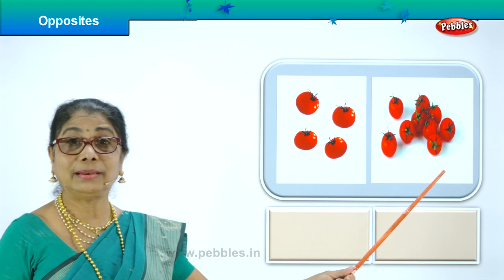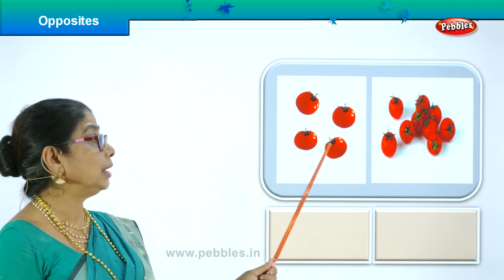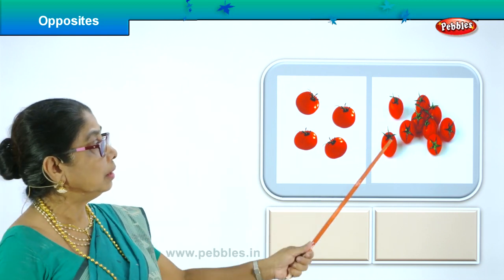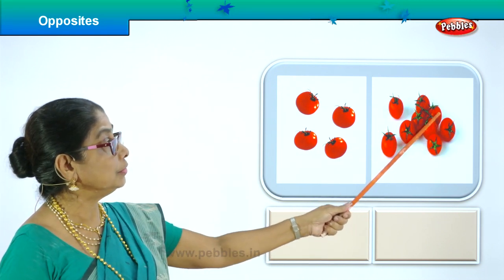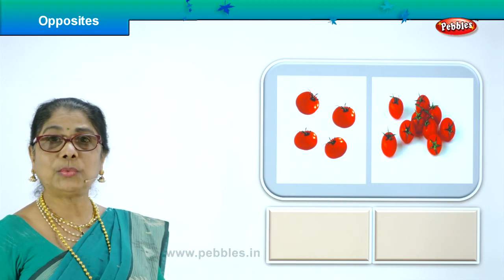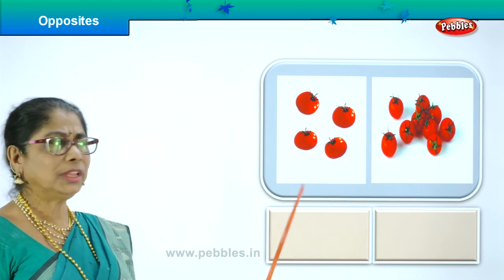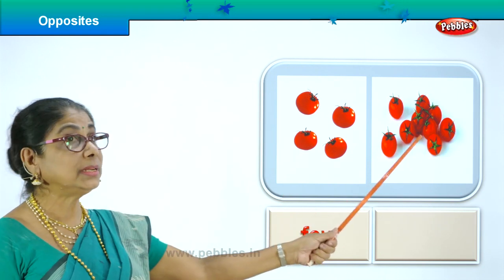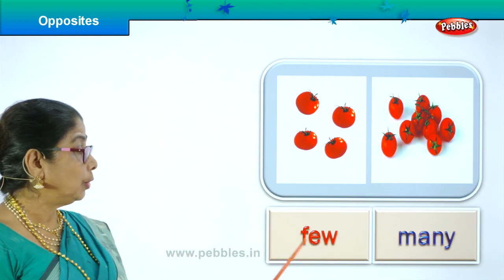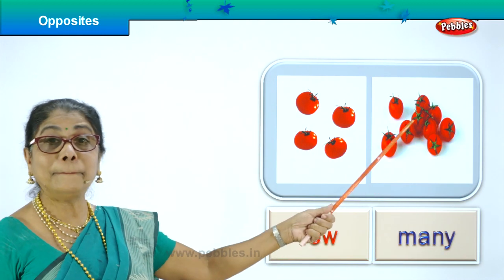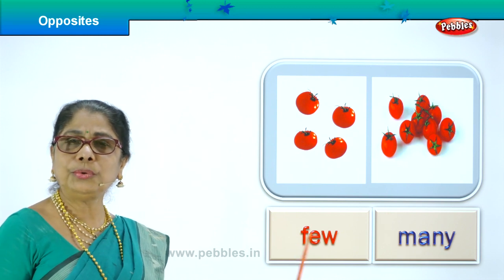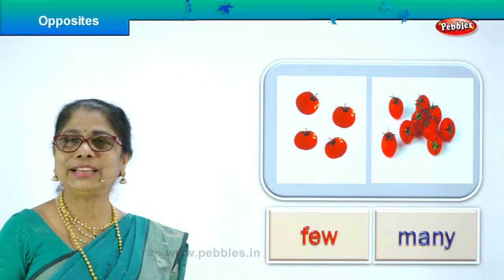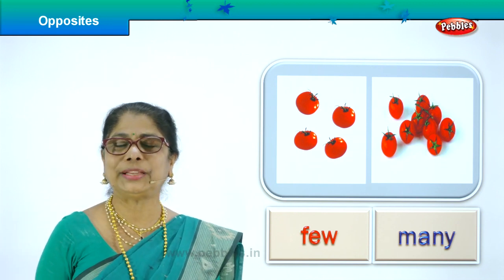See what we have here. Count and say. 1, 2, 3, 4. How many tomatoes? Just 4. Here, 1, 2, 3, 4, 5, 6, 7, 8, 9. So what will you say? Few. You have few tomatoes here. F-E-W. Few. Few opposite? Many. You have few tomatoes here and you have many tomatoes. Few, many. Yes? Few, many. Good. Let's go on to another picture.